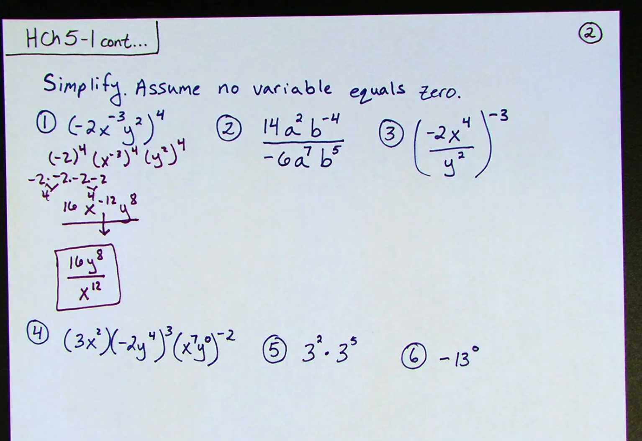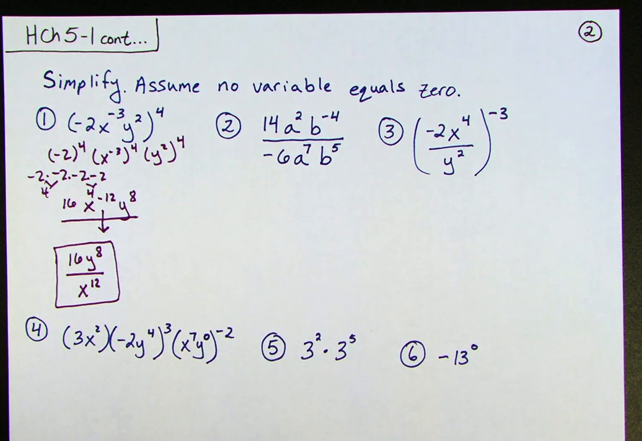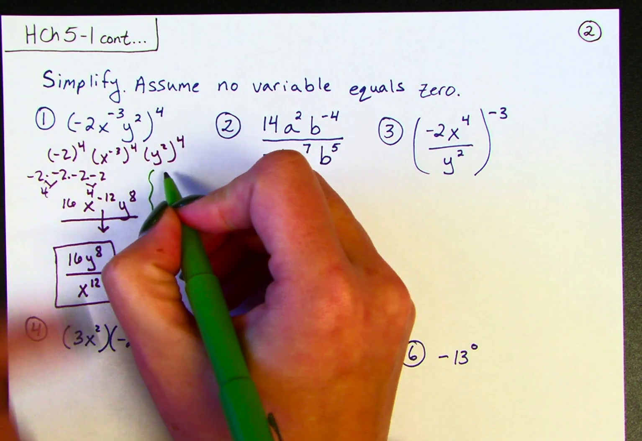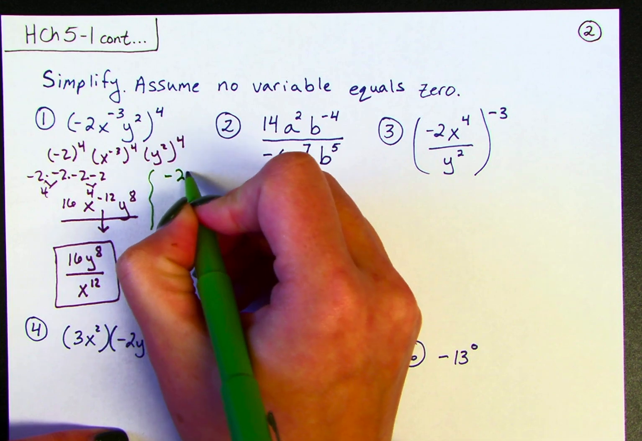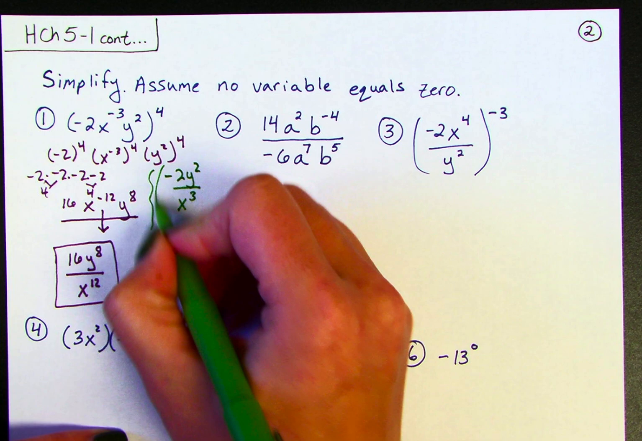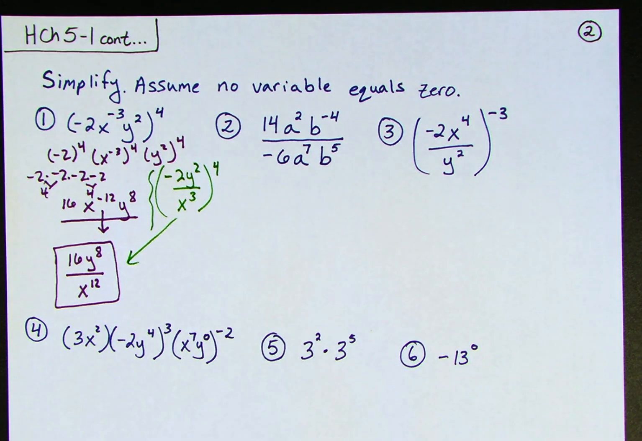Okay. Now, just so you guys know, you could have started by moving that x to the negative 3 down. So if you started yours that way, then you would have had negative 2 y squared over x cubed, and then that would have been to the 4th, and we still would have ended up with the same final answer. Okay, so again, there's more than one correct way to work through these problems.